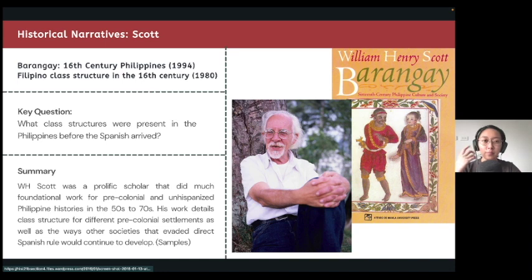So, here we find, quite useful to our question, the answers from William Henry Scott. So, William Henry Scott was a prolific scholar. Like, he has potentially hundreds of small articles and books to his name. And he did a lot of foundational work for pre-colonial and unhispanized histories in the 50s to 70s. So his work details class structure for different pre-colonial settlements, as well as the ways other societies that evaded direct Spanish rule would continue to develop.